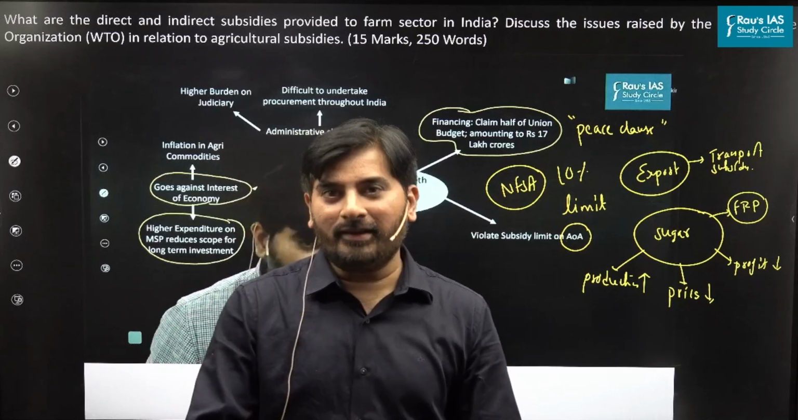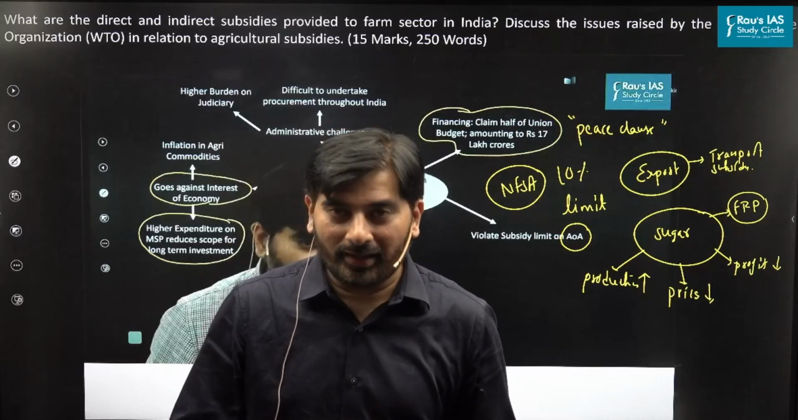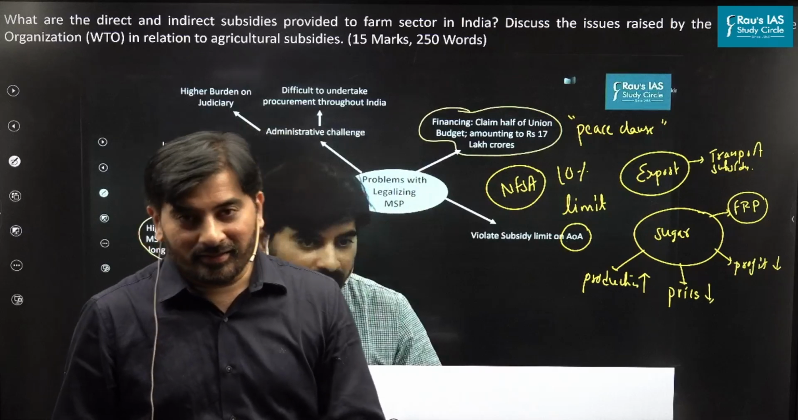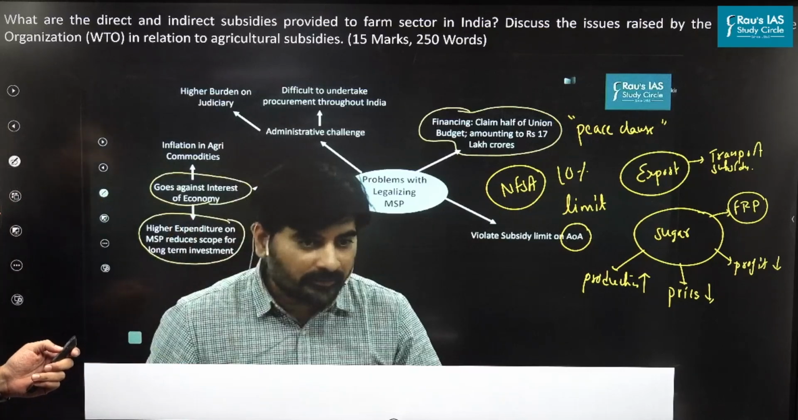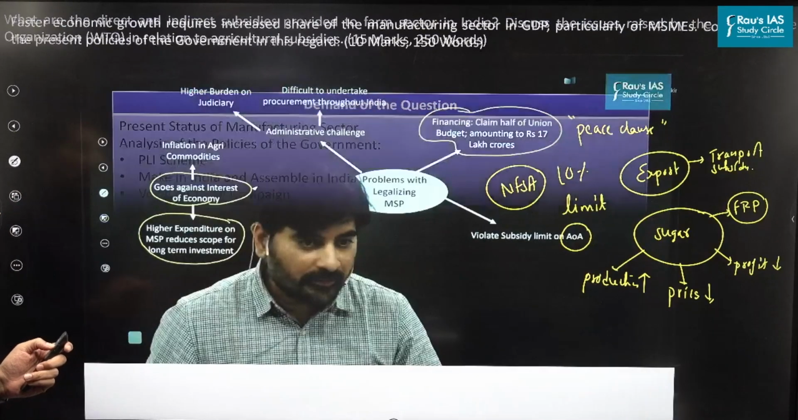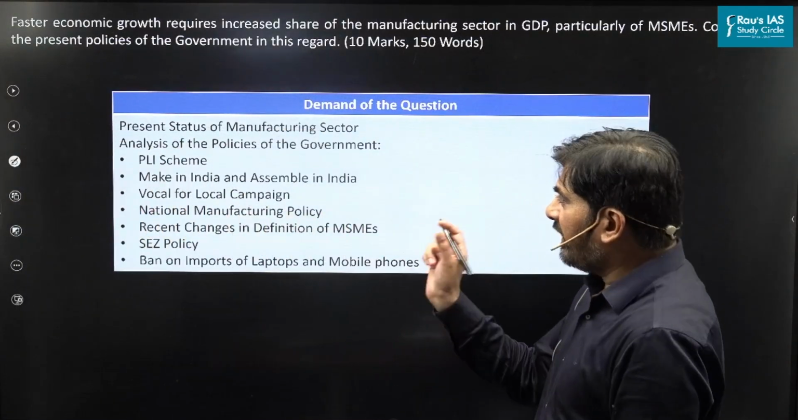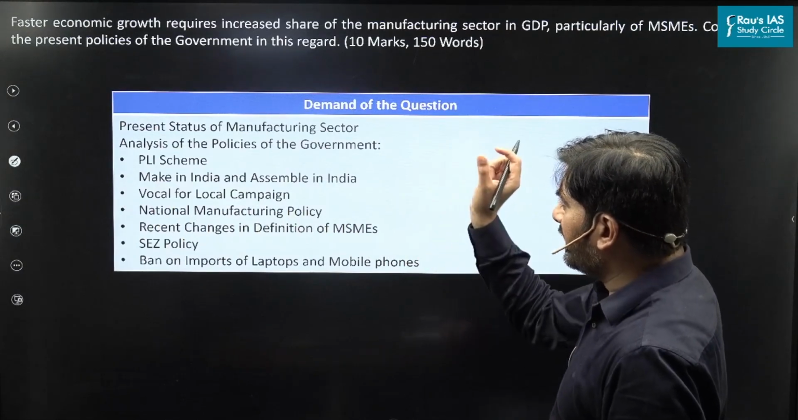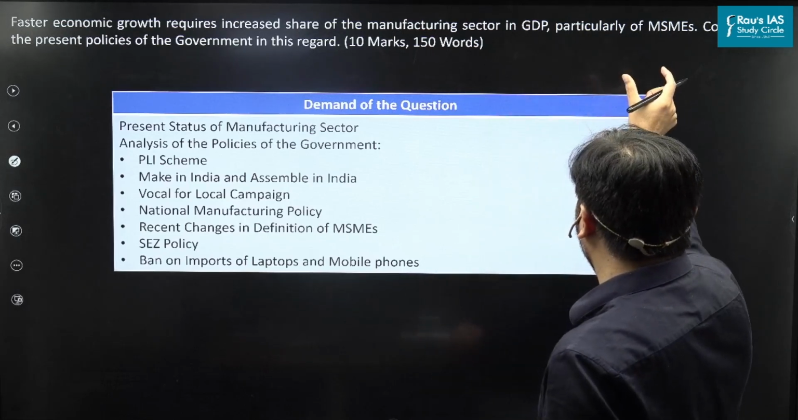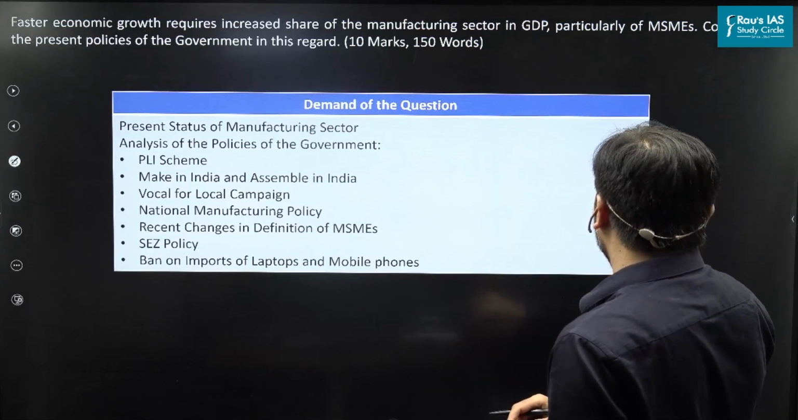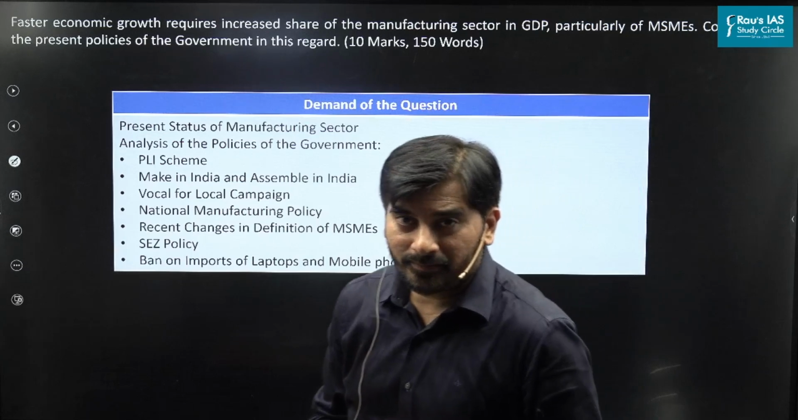So all these aspects, including the concept of farm and the direct and indirect farm subsidies, were discussed in the mains revision classes. So this is question number 2. Now coming to the third question. Third question says: faster economic growth requires increased share of manufacturing sector in GDP, particularly of micro, small and medium enterprises. Comment on the present policies of the government in this regard.